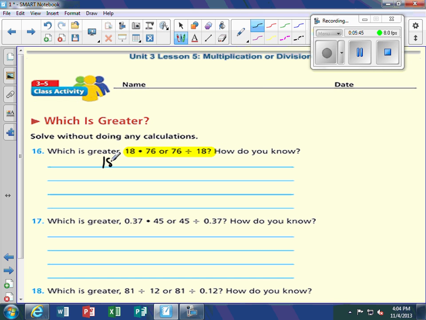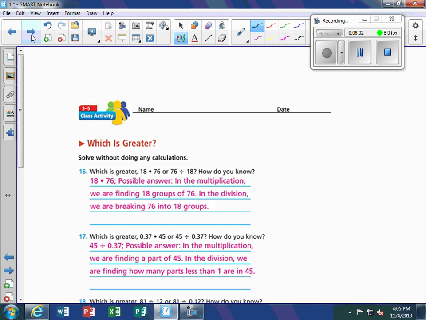18 times 76. The reason, again, is you're multiplying whole numbers instead of dividing whole numbers, not dealing with any decimals, anything less than a whole. If you look at the write-up, maybe it explains it better. 18 times 76. In multiplication, we are finding 18 groups of 76. So you're taking 18 groups of 76. In division, we are breaking those 76 into 18 groups.